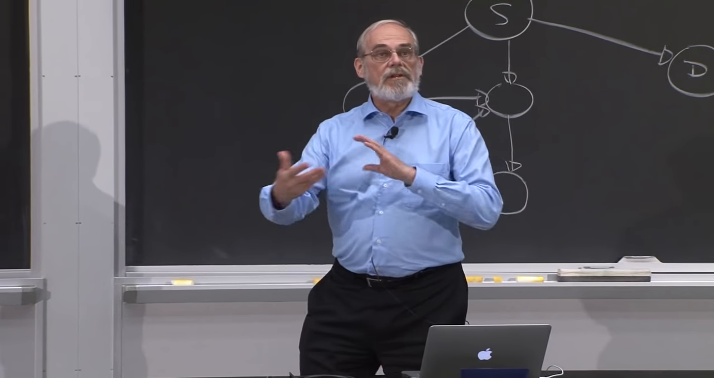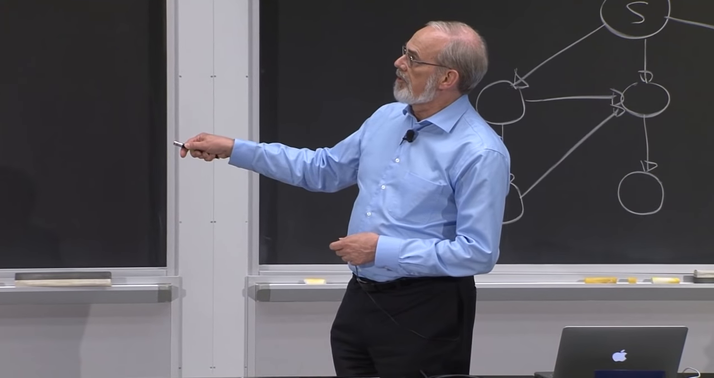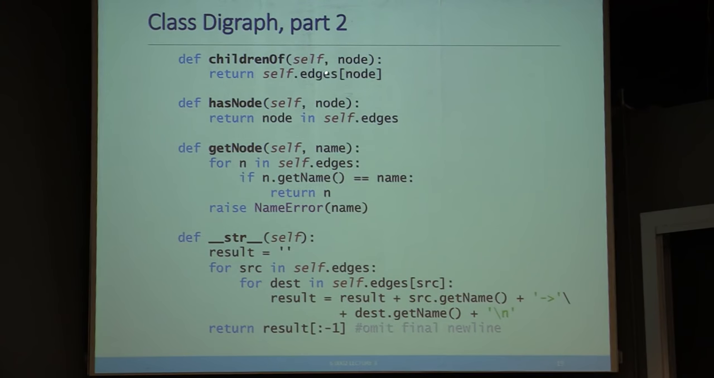Okay, the rest of this then follows pretty straightforwardly. If I want to get all the children of a particular node, I just go into the dictionary edges and look up the value associated with that node. It gives me back the list. I've got all the things I can reach from that particular node. If I want to know if a node is in the graph, I just search over the keys of the dictionary. It'll either return true or false.